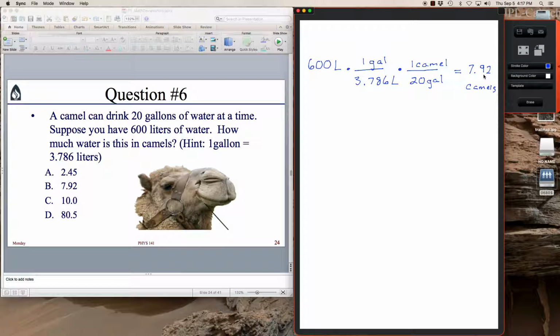And now at this point, someone usually asks me, do I need to memorize the conversion factor between gallons and liters? And no, if we are using any English units, any non-SI units, that we need to convert between those and SI units, I will give you those conversion factors.